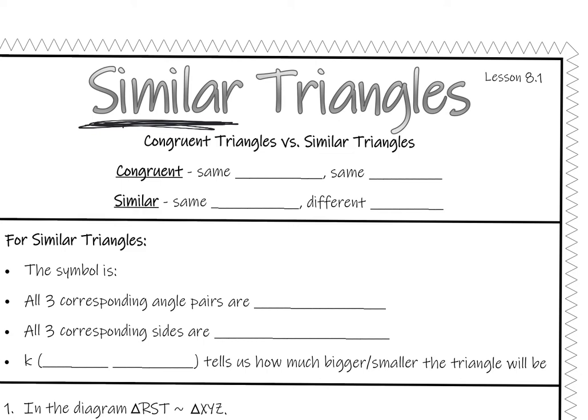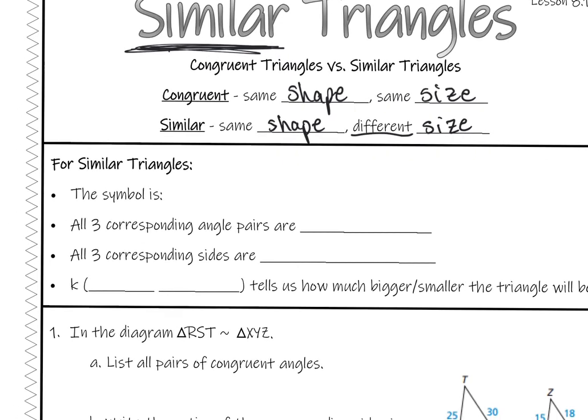Congruent means same shape, same size, right? So that's what congruent is. We know that by now. Similar means it's the same shape, right? If it's a triangle, it's still a triangle, but we have a different size, right? Different size. So that is what similar means. Let's go into more detail on similar.